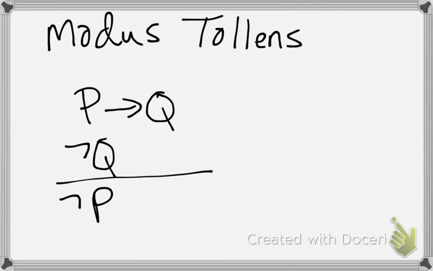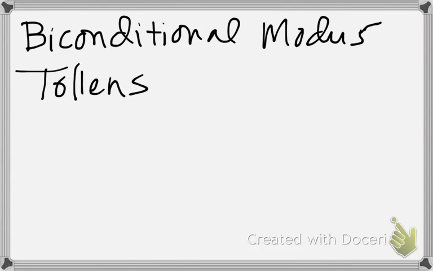And we symbolize this using the letters MT for our justification. Okay, then I'm going to show you one of its close cousins. So we can also have a rule of biconditional Modus Tollens.